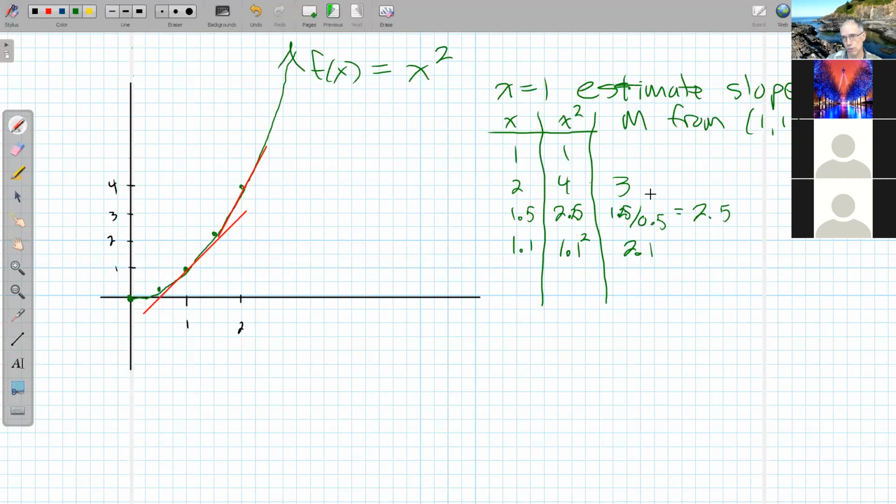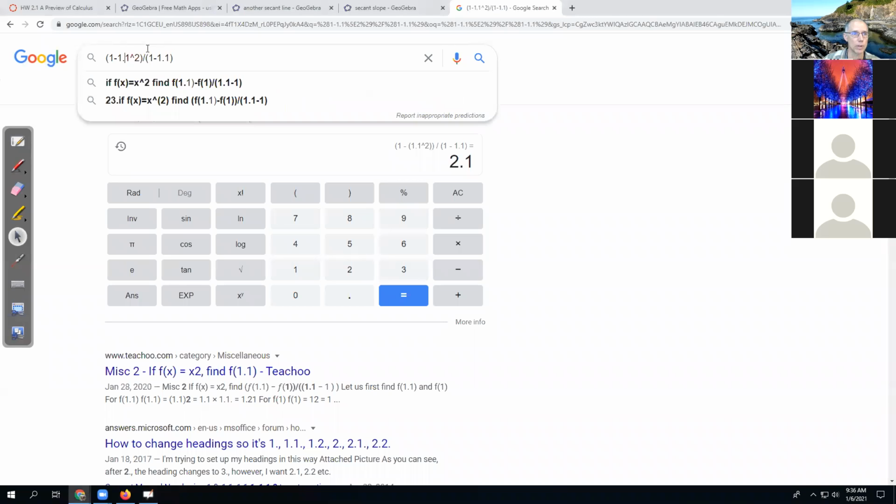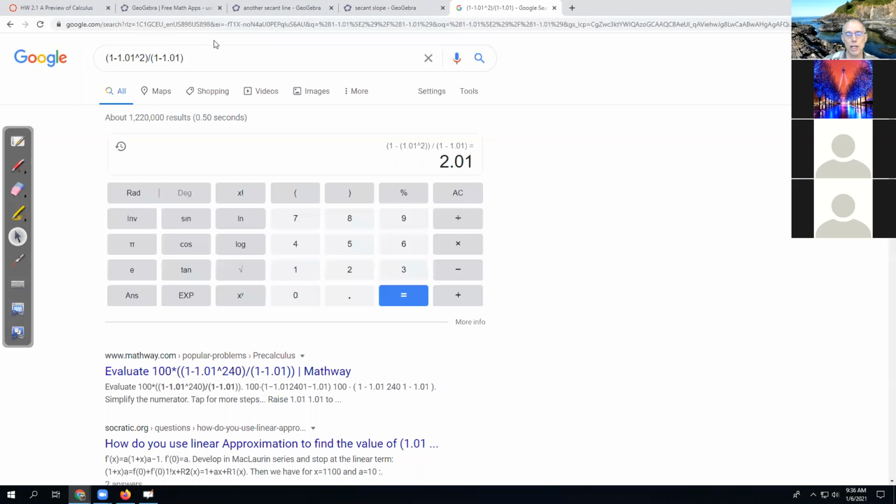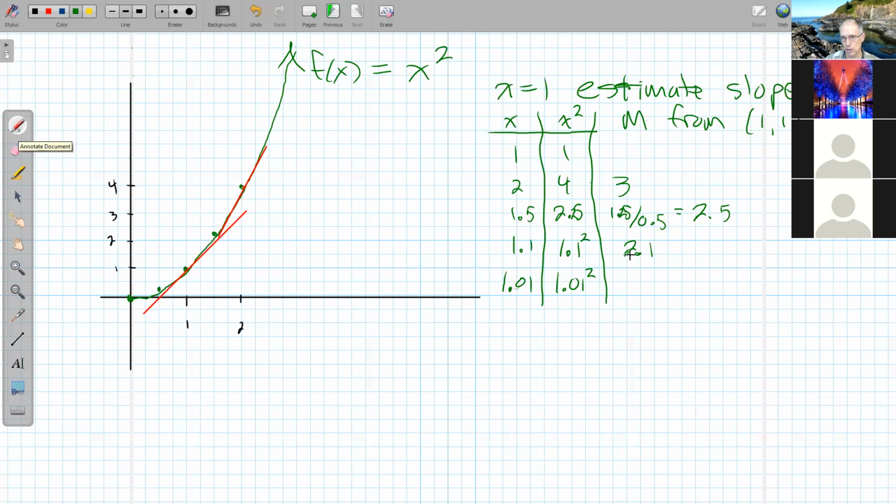And so I went from a slope of 3, as I move closer, slope of 2.5, 2.1. I could get even closer by plotting the point 1.01, whatever the square of 1.01 was, and find the slope. So back to my calculator. 1.01 squared minus 1, in the parentheses I have my rise, divided by the parentheses, my run. Enter, and I get 2.01. Interesting. Got a pattern forming, perhaps? Let's do it one more time just for fun.